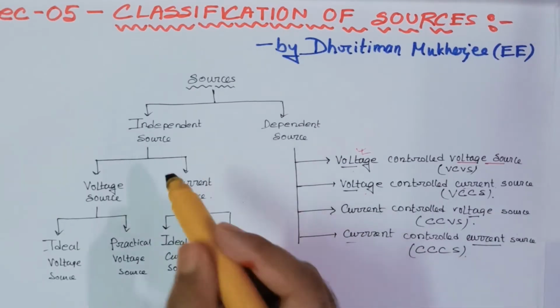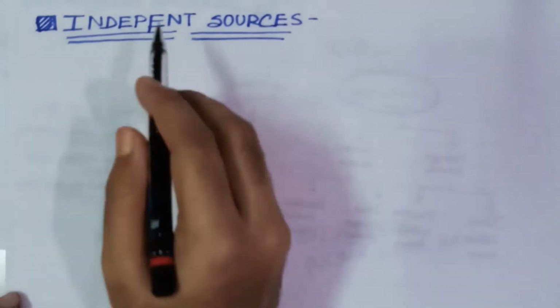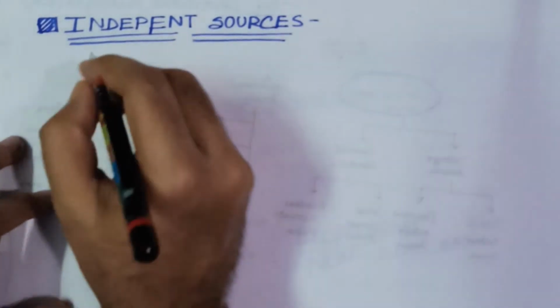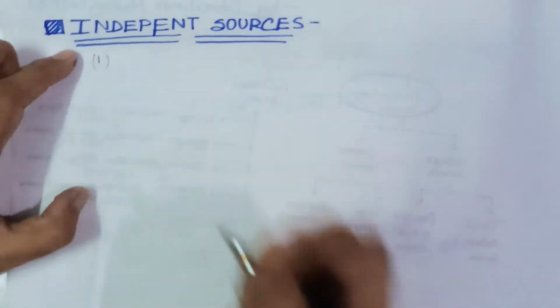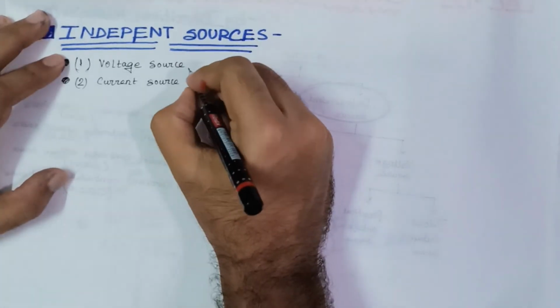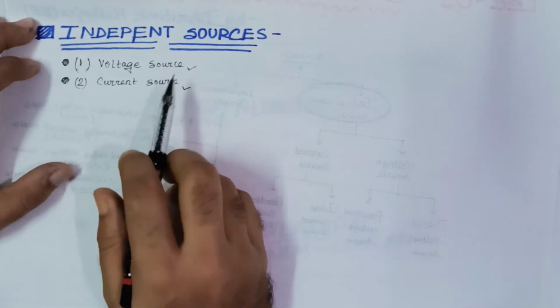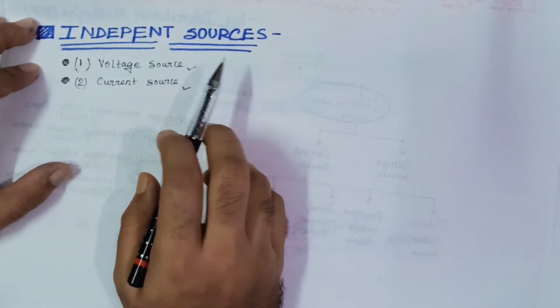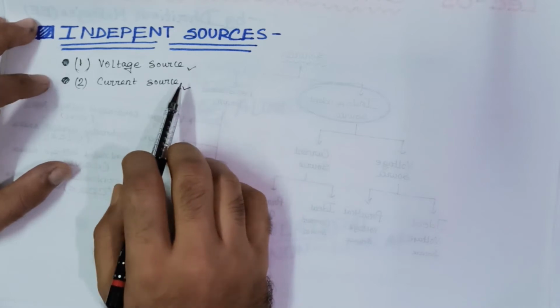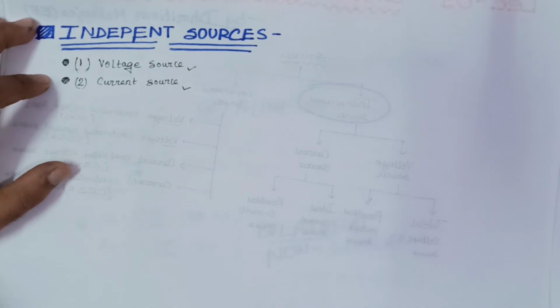Clear? So I will start with the independent sources. Okay, I will start by introducing independent sources. So write down independent sources. And we know that there are two types of independent sources, right? Number one is voltage source and number two is current source. Now we know that this voltage source and current source are further classified into two parts, that is practical voltage source, ideal voltage source, and practical current source and ideal current source.